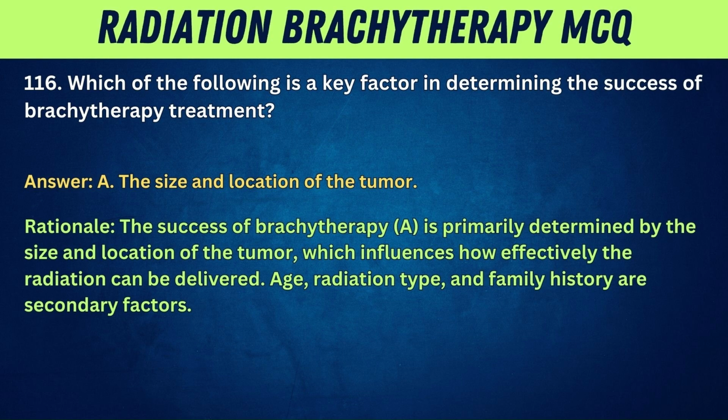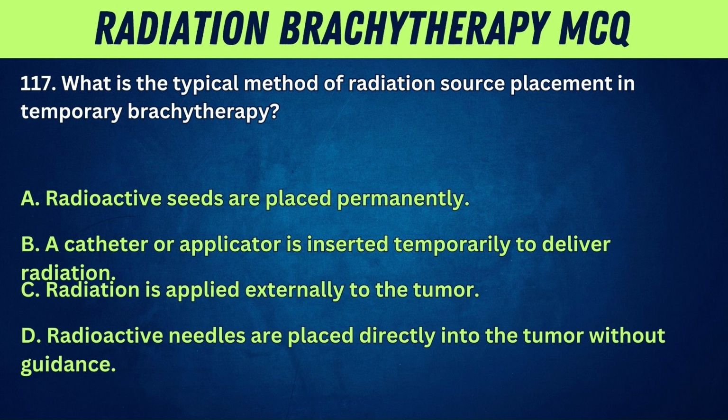Age, radiation type, and family history are secondary factors. 117. What is the typical method of radiation source placement in temporary brachytherapy? A. Radioactive seeds are placed permanently. B. A catheter or applicator is inserted temporarily to deliver radiation. C. Radiation is applied externally to the tumor. D. Radioactive needles are placed directly into the tumor without guidance.